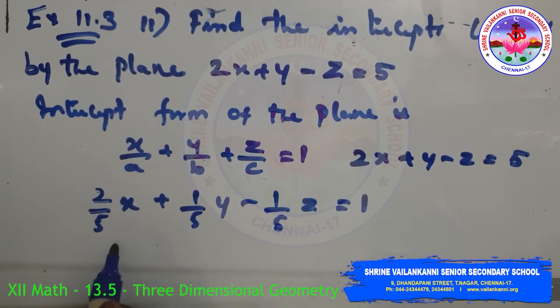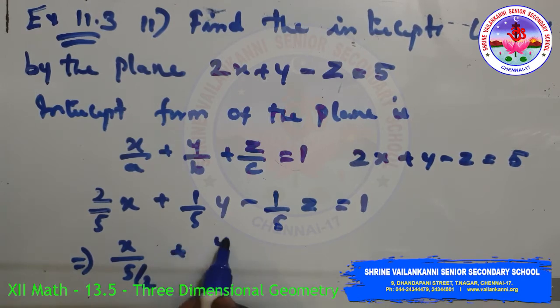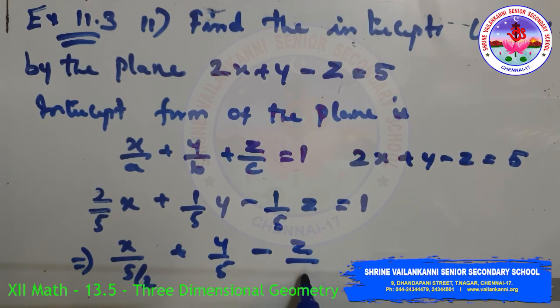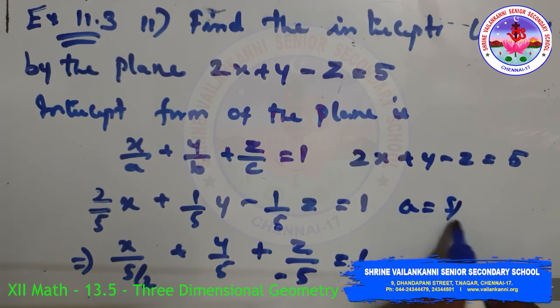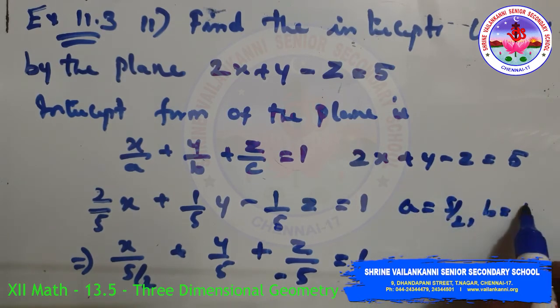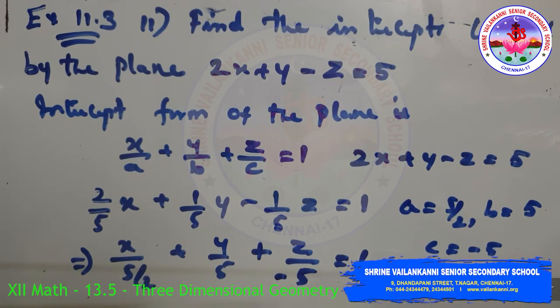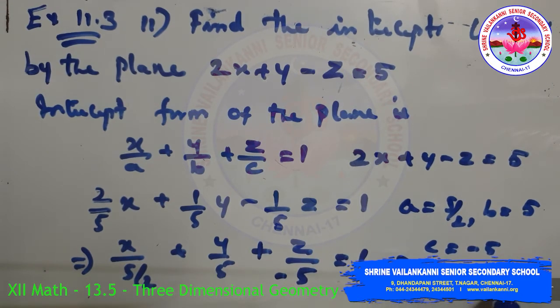We can write this equation as x by (5 by 2) plus y by 5 minus z by 5. Otherwise, we can write this as plus z by (-5), equal to 1. So comparing these two equations, we have a equal to 5 by 2, b equal to 5 and c equal to -5. Hence, the required intercepts are 5 by 2, 5, -5.